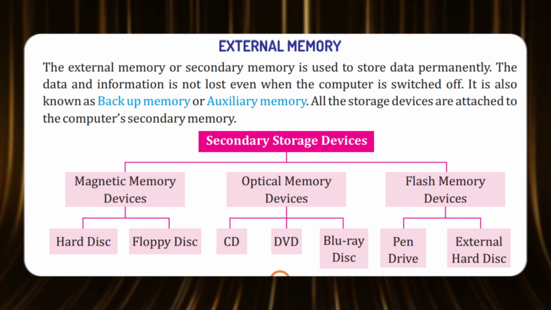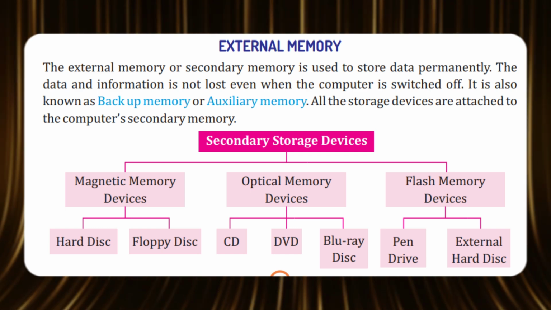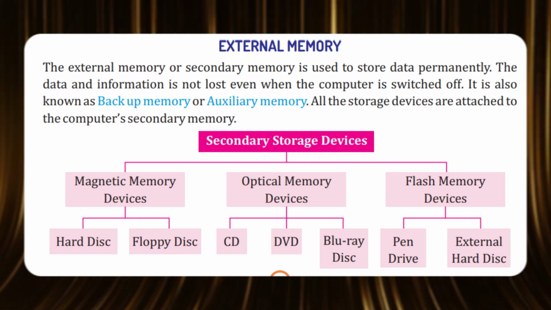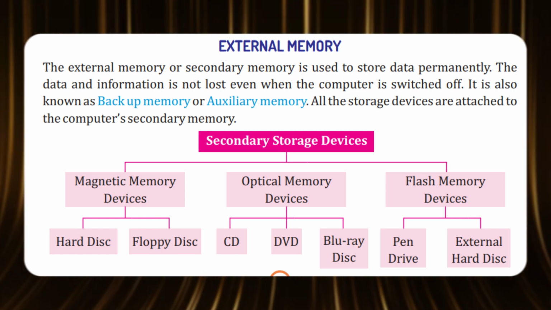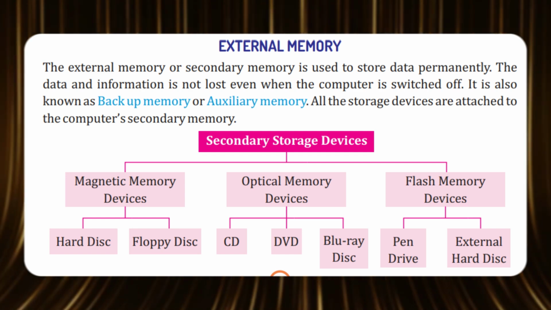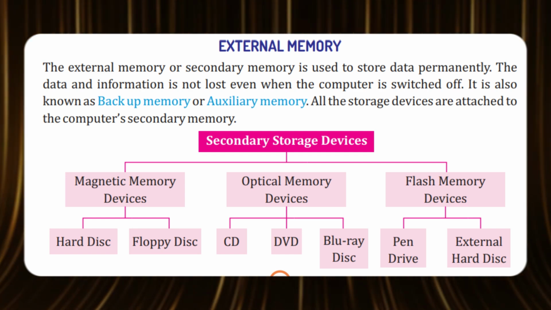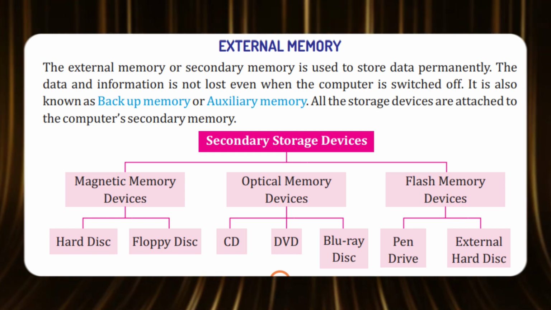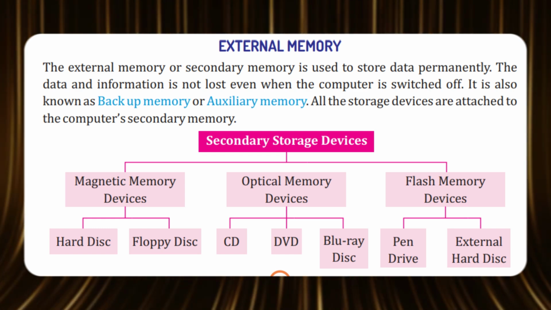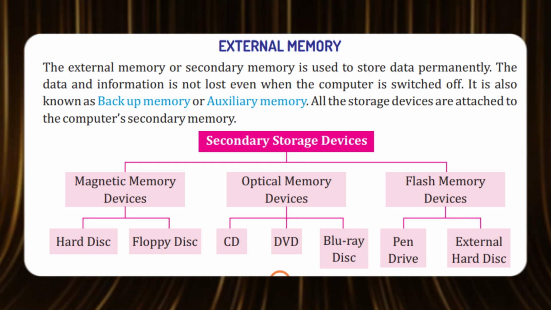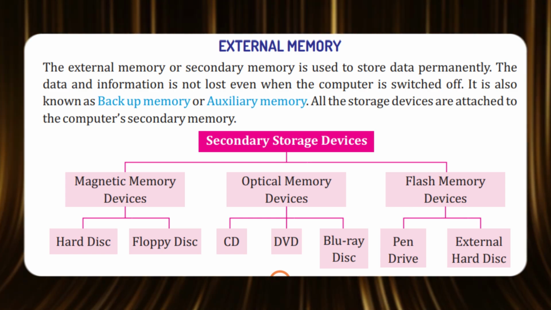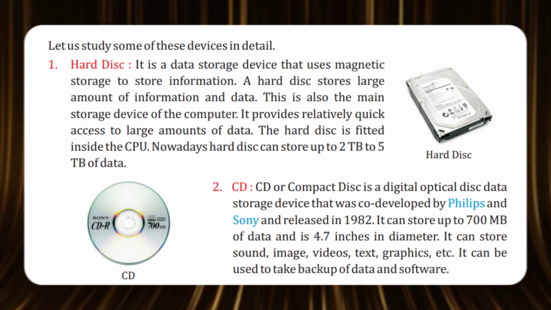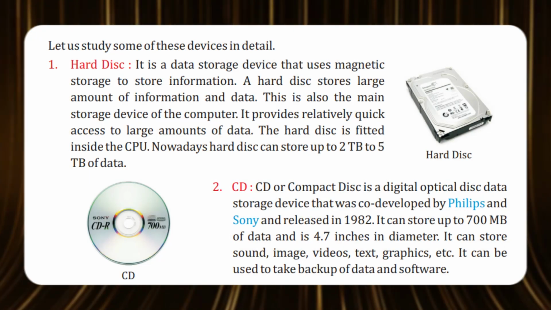Secondary storage devices. Magnetic memory devices: hard disk, floppy disk. Optical memory devices: CD, DVD, Blu-ray disc. Flash memory devices: pen drive, external hard disk. Let us study some of these devices in detail.